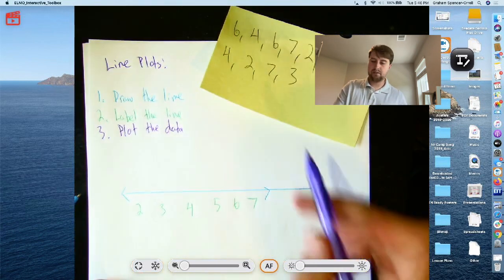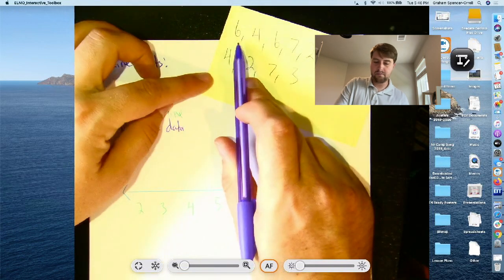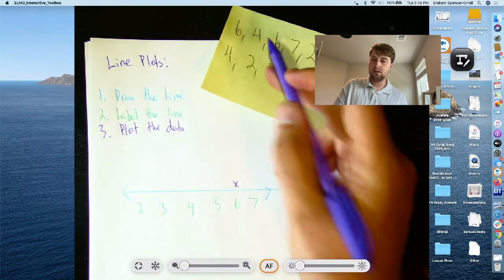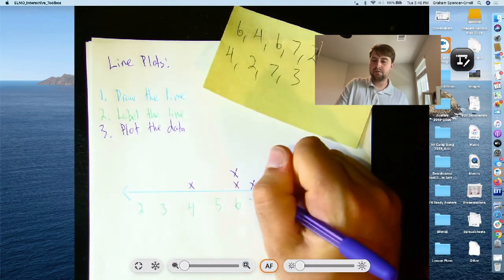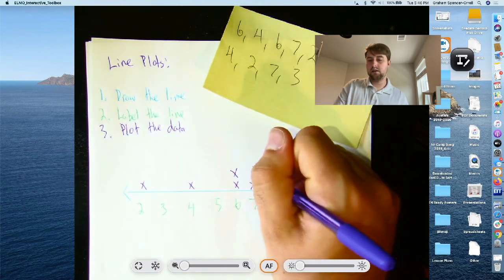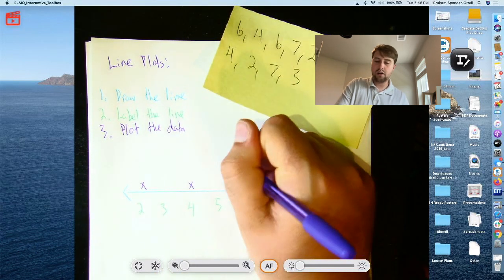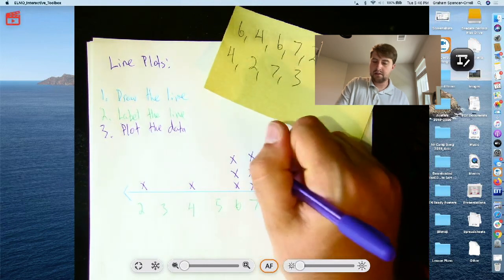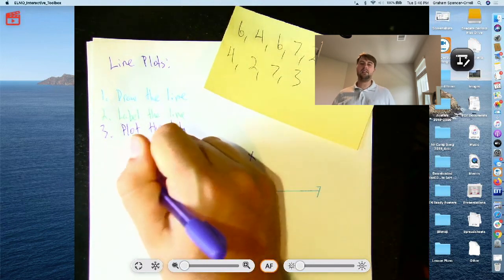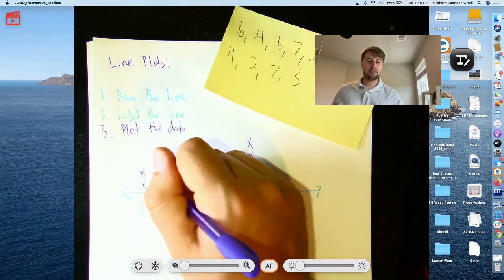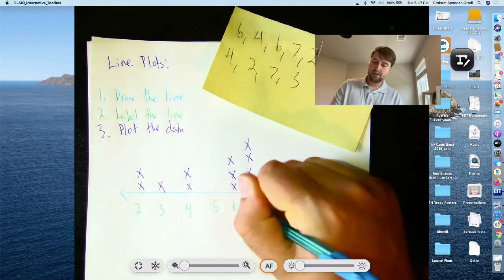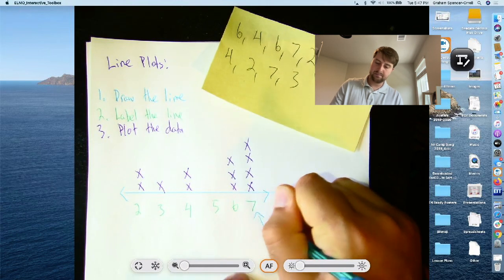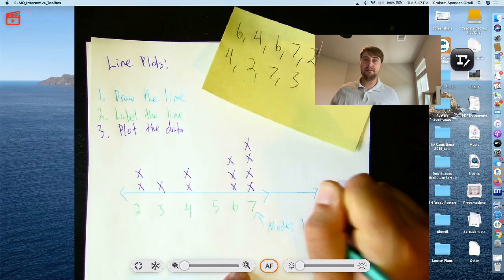I'm gonna go say 6, put an X over 6, 4, another 6, a 7, 2, 7, 6, 7, another 4, another 2, another 7, another 3. And that's how we're plotting line points. You will notice it makes it super easy to find the mode. The mode is just the highest stack. And there is our line plot.